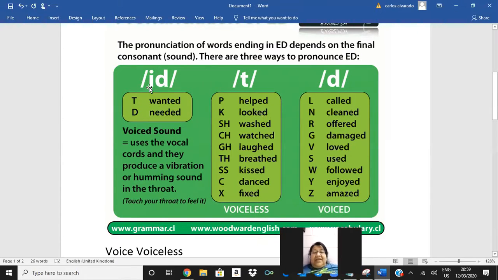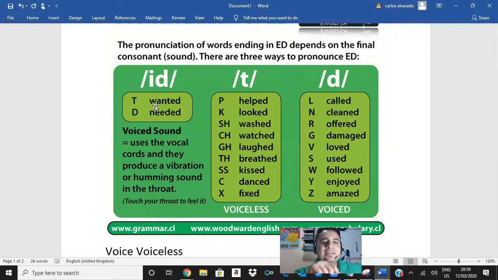Loved. Now let's go to number 3. ID. Wanted. Wanted. Id. Id. Wanted. Needed. Needed. Ahí está. Esa es la pronunciación de los verbos pasados.